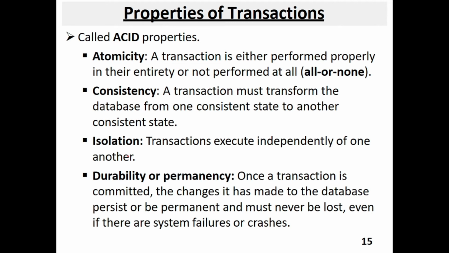Properties of transaction. We call them the ACID properties of a transaction. What are they? Atomicity, consistency, isolation, and durability or permanence of the data. What does atomicity mean? Atomicity means a transaction is either performed properly in its entirety, or not performed at all. Either committed successfully or aborted back to the initial consistent state of the database. So this is what we call atomicity.